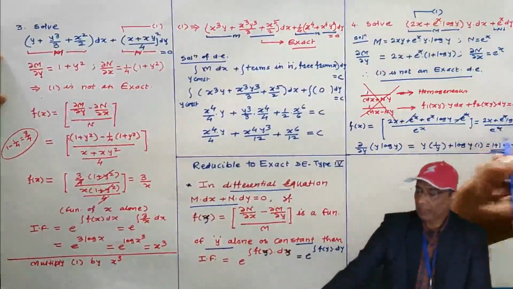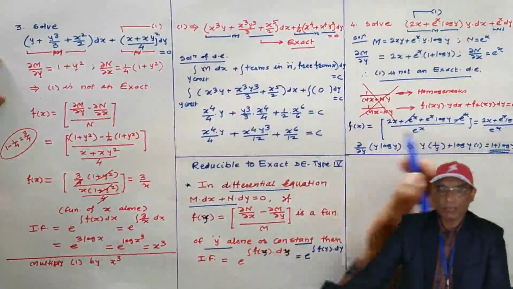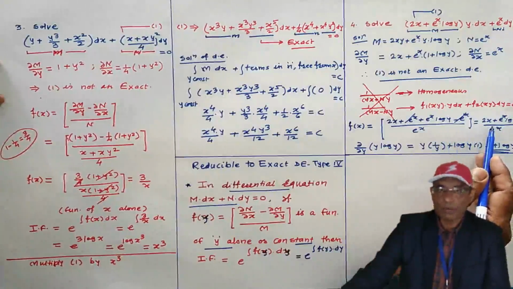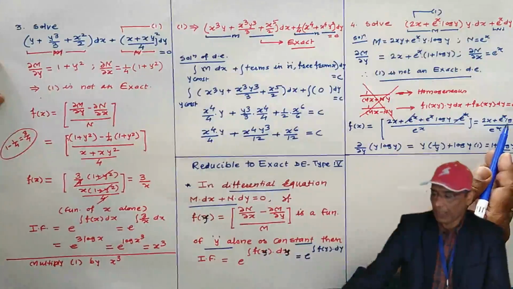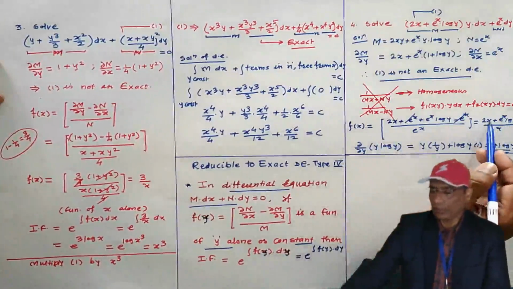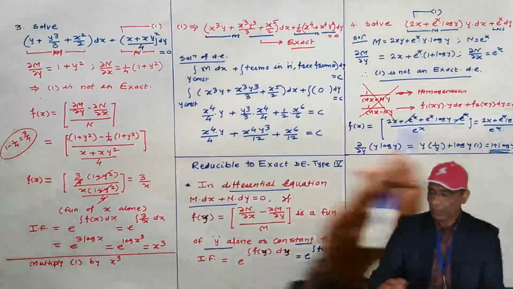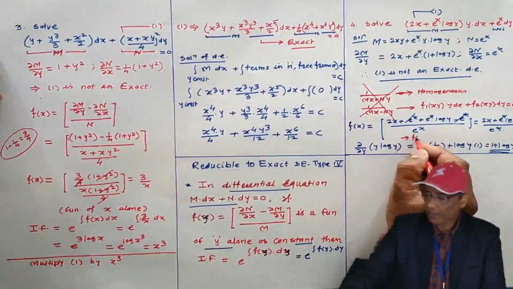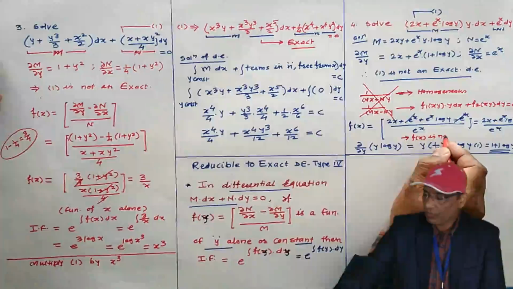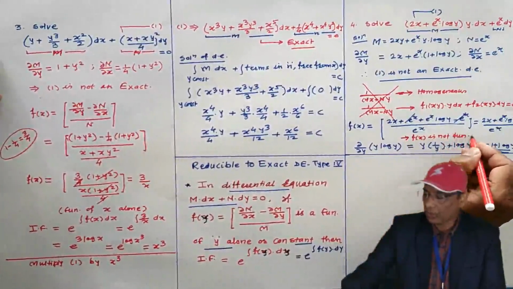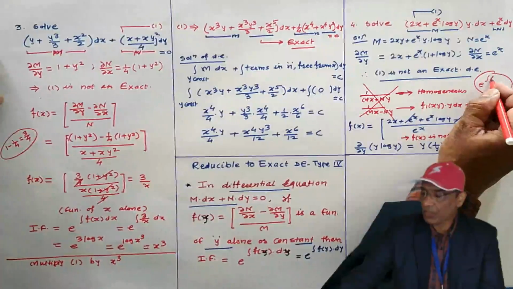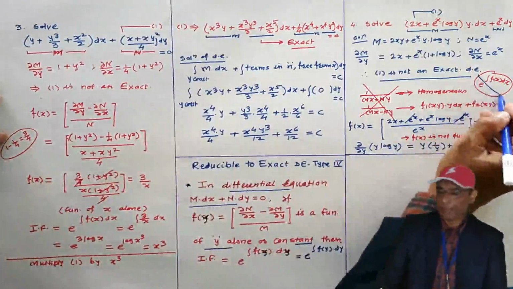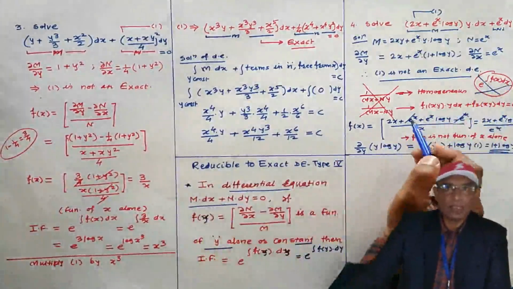Now, fx we have simplified up to this step. And if you look at this value carefully, it is not a function of x alone, because the log y term is there, the y term is present. Fx is not a function of x alone because the y term is present. If fx is not a function of x alone, can you use this formula? No, we cannot use this formula. This cross-checking is not required in the examination.